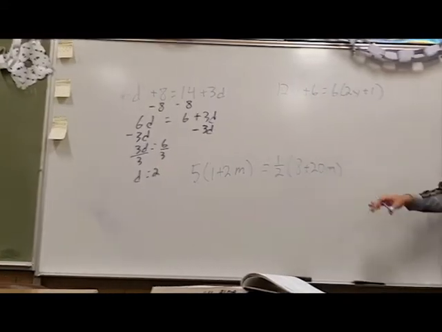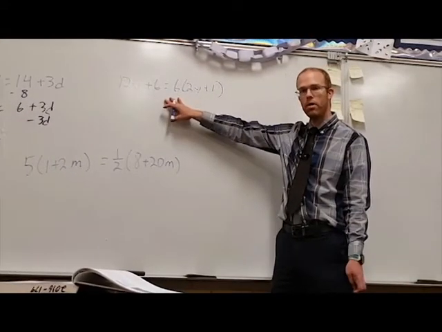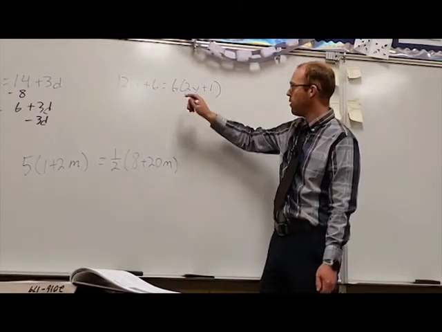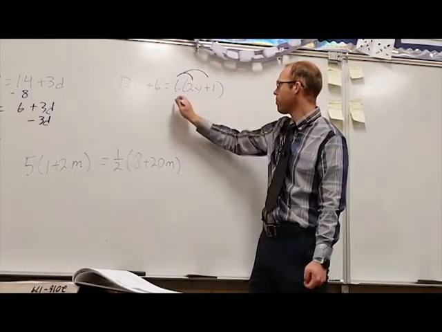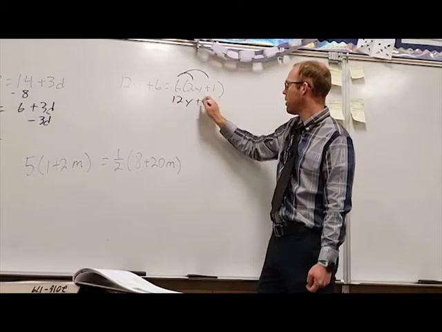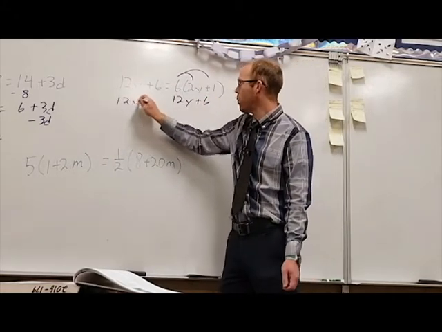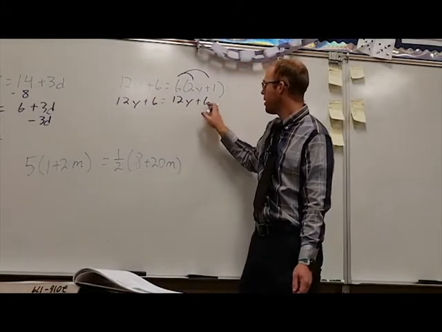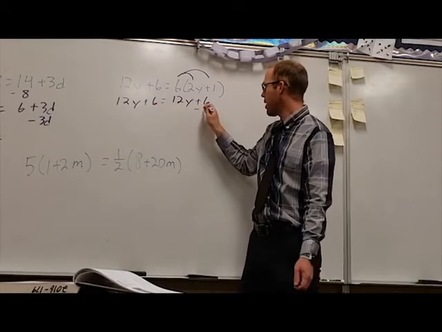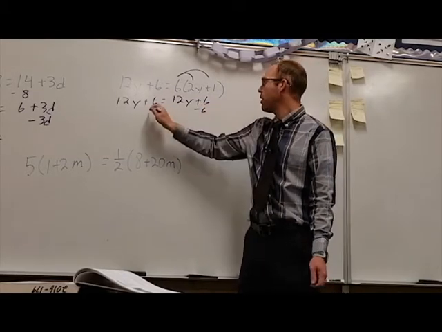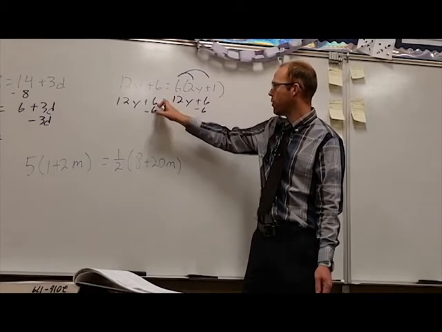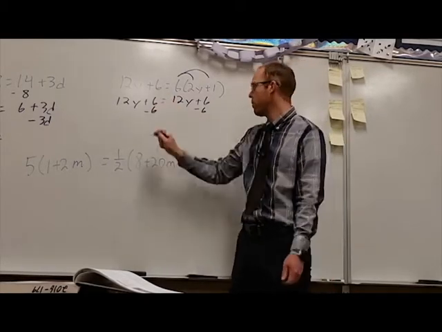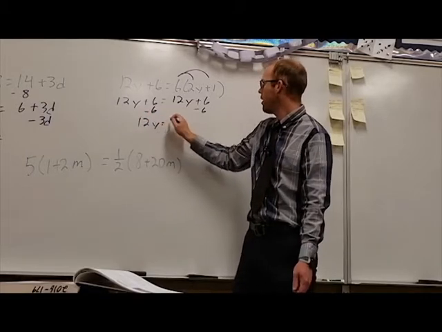We'll take a look at this one, and we're going to see something different happen on this one that we didn't have to deal with because we didn't have variables on both sides. So let's distribute this 6. We get 12y plus 6, and over here we have 12y plus 6. Get these like terms together, so I'm going to subtract 6 to get that onto the other side. 6 minus 6 is 0, and over here we have 6 minus 6, which is also 0. So we're left with 12y equals 12y.